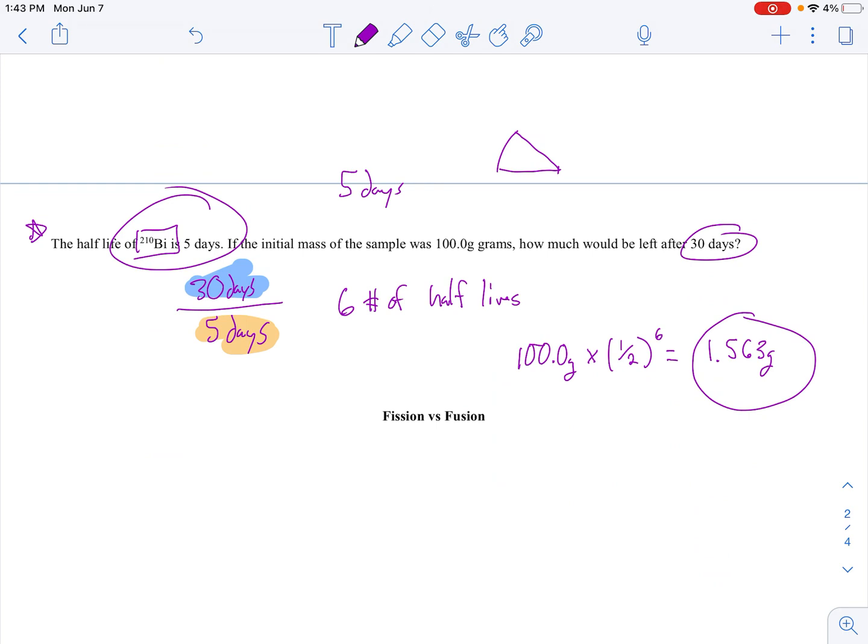Last, we have fission versus fusion reactions. One of these can be good, and one of these can be bad, or they can both be bad. That's a weird way to say it, but we'll make more sense of that as we go through them. So first of all, fission means to split apart. Fusion means to bring together. So let's start with a fission reaction.